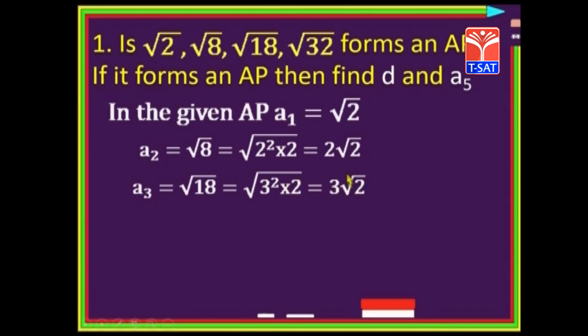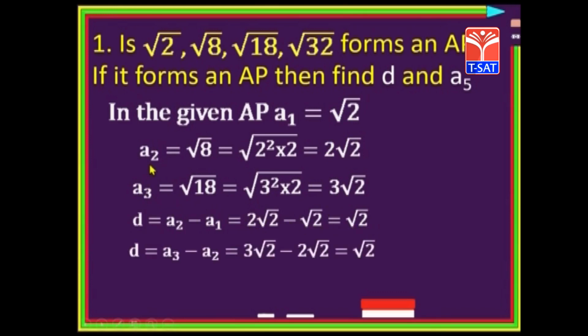Now, find the difference between consecutive terms. What is a2 minus a1? a2 minus a1 is 2 root 2 minus root 2, that is root 2. Next, what is the difference between a3 and a2? a3 minus a2 is equal to 3 root 2 minus 2 root 2, which is equal to root 2. Here, the common differences a2 minus a1 and a3 minus a2 are both the same. Therefore, we can say that the given terms form an AP.